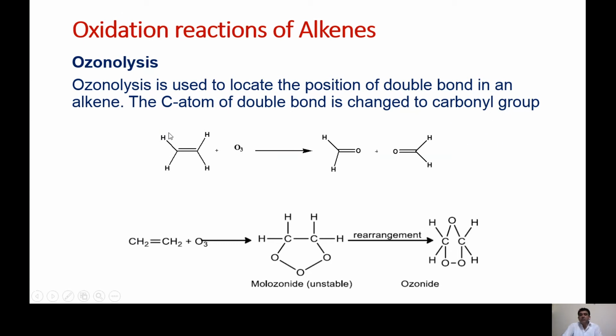So if these are hydrogens, we will get the aldehyde. Because this is symmetrical, we will break from the middle. So we get 2 molecules of aldehyde, and both are the same aldehyde. And if this is CH3 and this is also CH3, we will break from here.